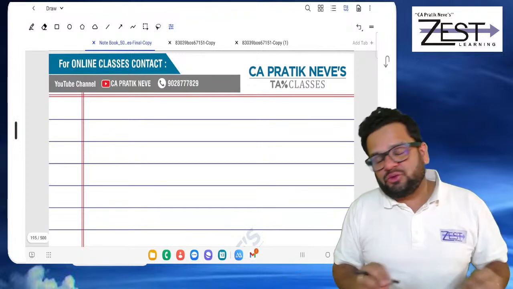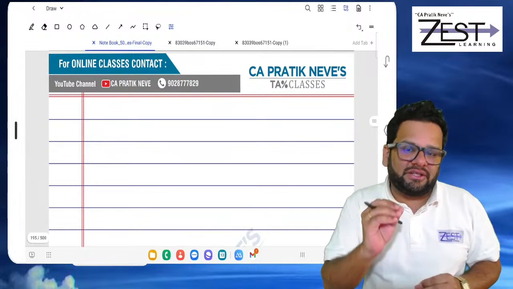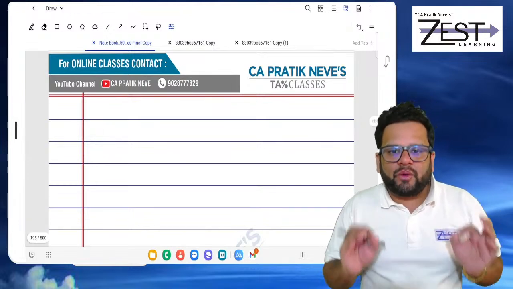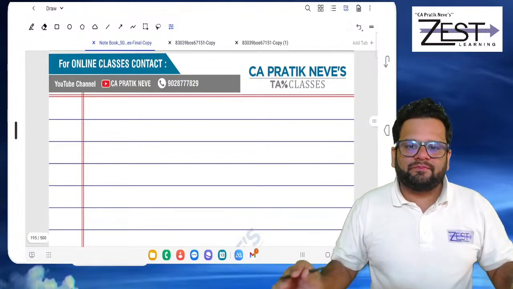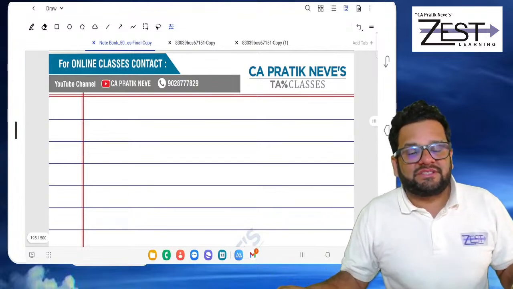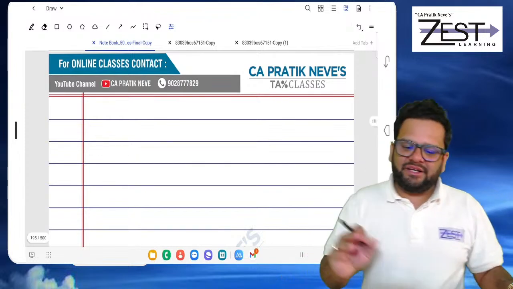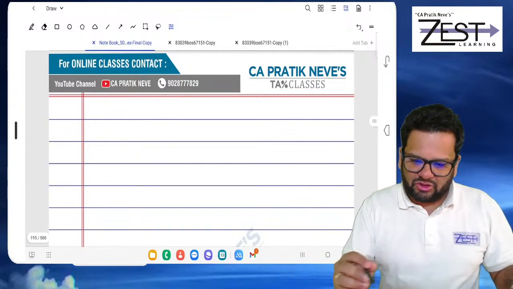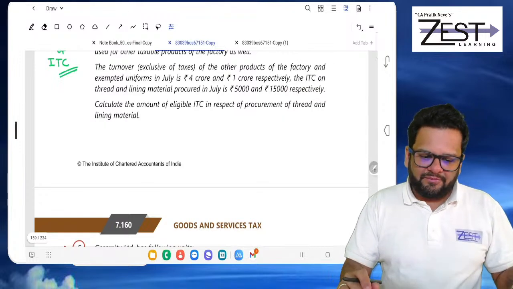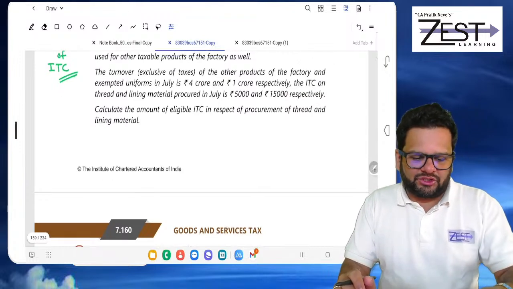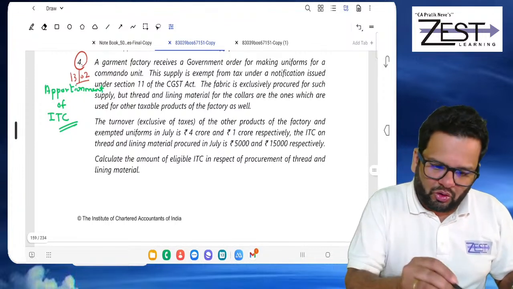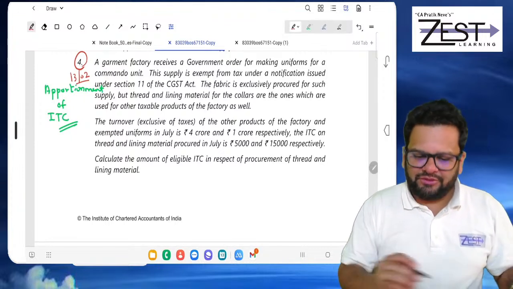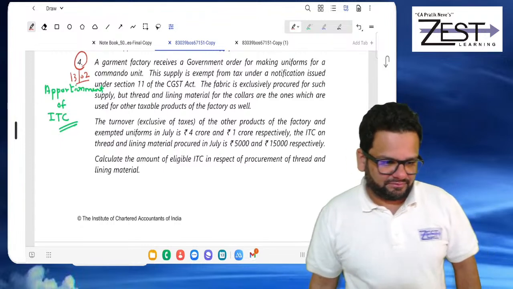So friends, in today's session of ours, we will discuss pending questions of input tax credit TYK from our CA module. Are you all ready for that? Yes, sir. Of course, we are ready. So we will not leave any question unturned. Going to question number 4. Are you all there?